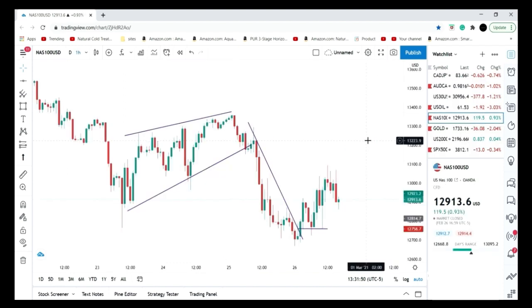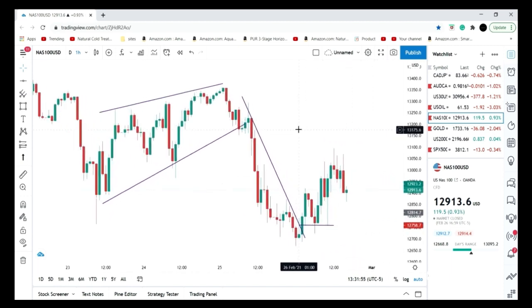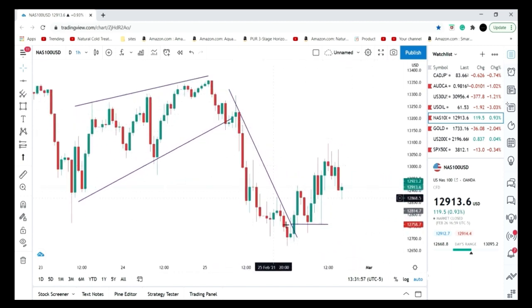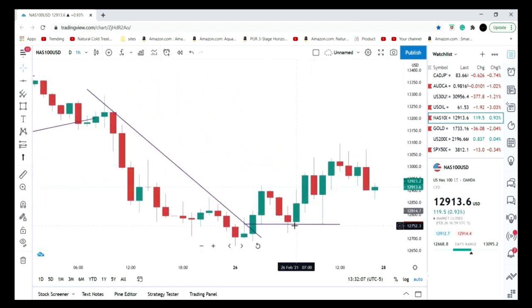Okay, guys, here's one more example. This is the trade I took on Friday, NASDAQ 100. Basically, we had this trend line break, we pulled back, and then we made a new high. When we made a new high, I plotted my level. I had my level right here. Let me show you that. So basically I had a level right here.